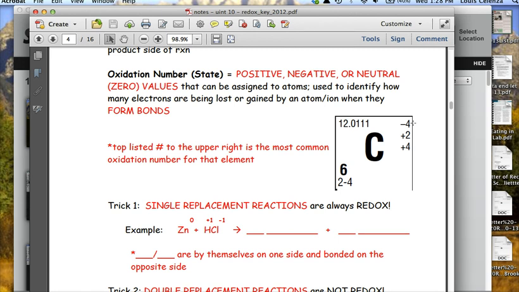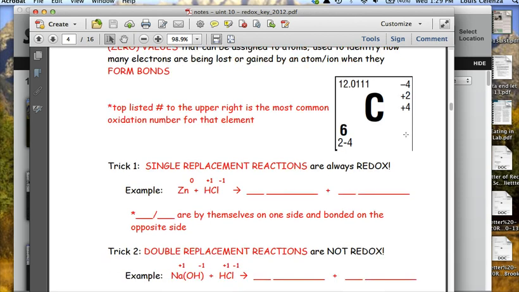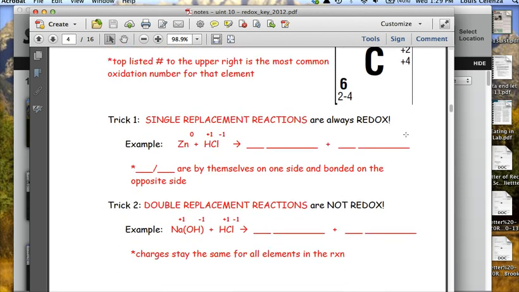Also, you need to remember that not all oxidation numbers are written here. These are the most common ones. So if you determine that an element's oxidation number is, let's say, a +3, and it's not listed on the periodic table, that doesn't mean that it doesn't exist. Okay, so let's go through, for example, these three things.